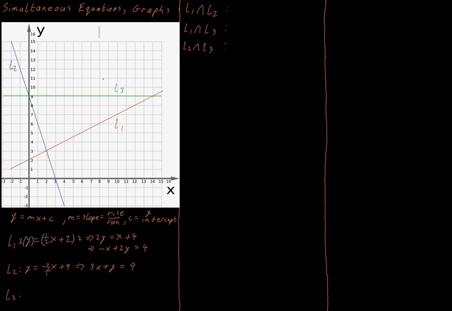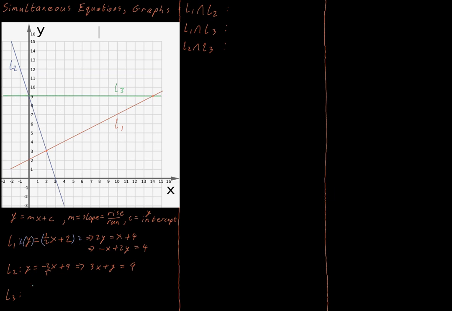Now, what happens with L3? Well, this one is a little bit funny. It's a horizontal line, so its slope is just 0 because there's no rise. I can run across as much as I like, but there's no rise up or down. So its slope is just 0. That means the equation of this line is just going to be visible from its y-intercept.